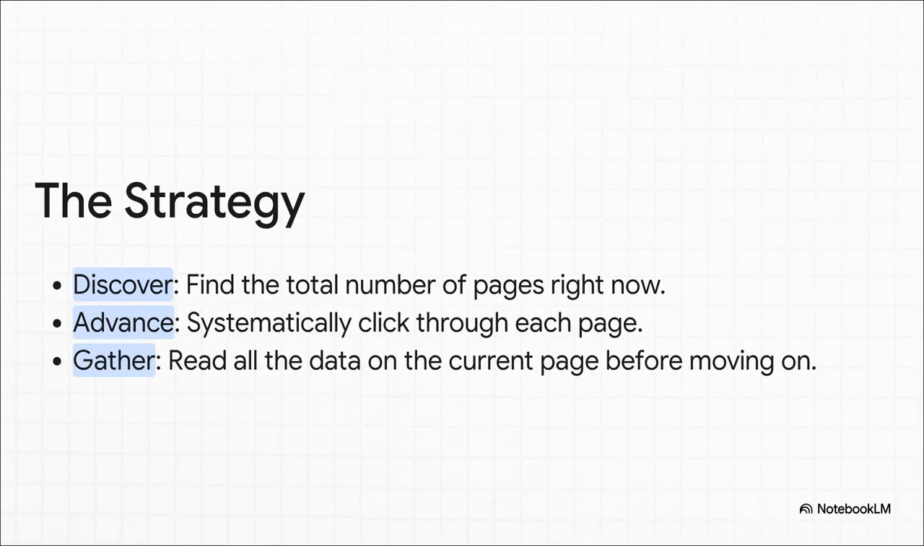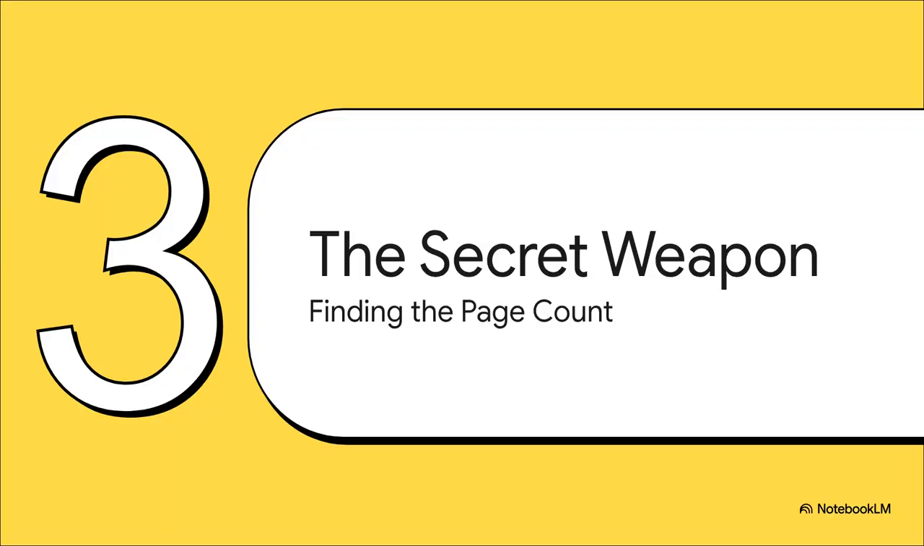It's going to march systematically from page 1 all the way to that final page it just found. And third, gather intelligence. On every single page it lands on, it will stop, read all the customer data, and then move on to the next one. Now, the most important part of this whole plan, the absolute secret weapon, is that first step, finding that total page count dynamically. This one little piece of information is the key that unlocks the entire problem.